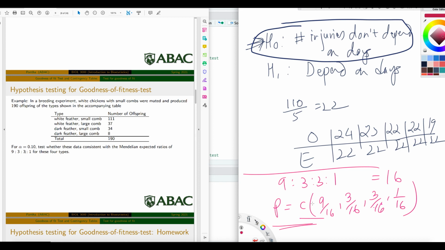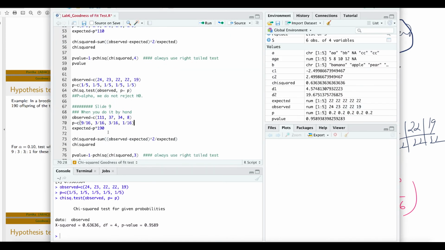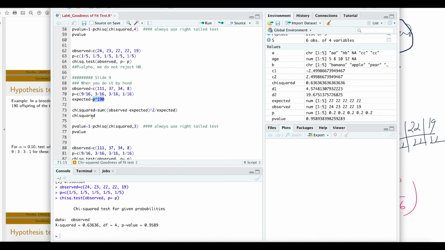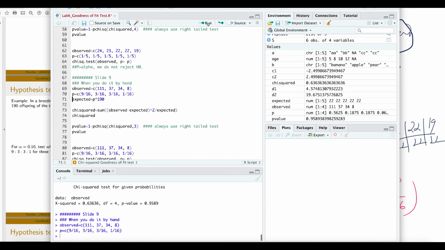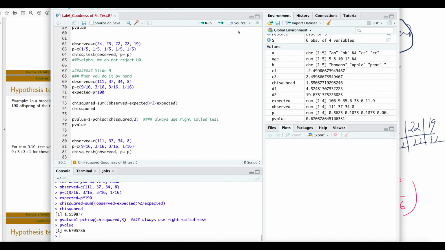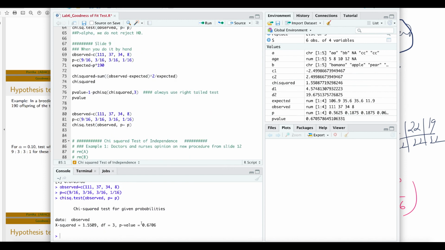Okay, guys. So this is what I am doing here. You see that? The observed totals are 111, 37, 34, and 8, and p is that. Now expected is n times p again. Okay. And then you do it by hand. Let me run this. What do I get? Exactly the same steps. I got a p-value of 0.67. Again, do not reject the null hypothesis, right? But if you want to do it directly, you need the probabilities and the observed values. Just do chisq.test. If you do that, you get the same p-value. So see, just 3 lines, right?